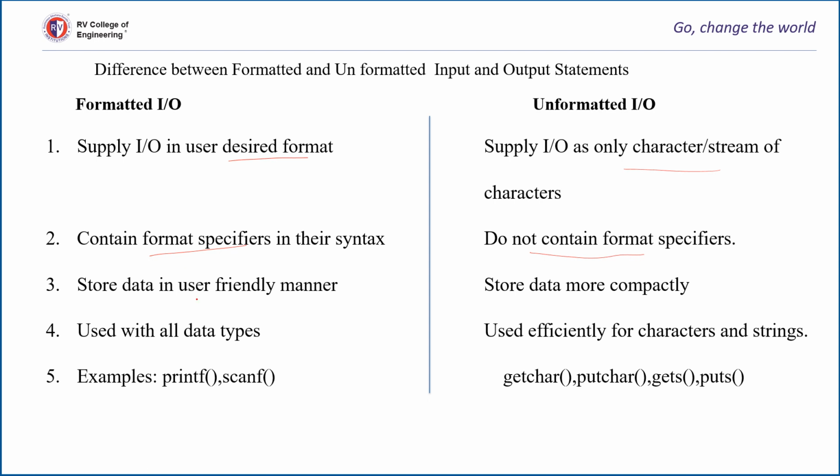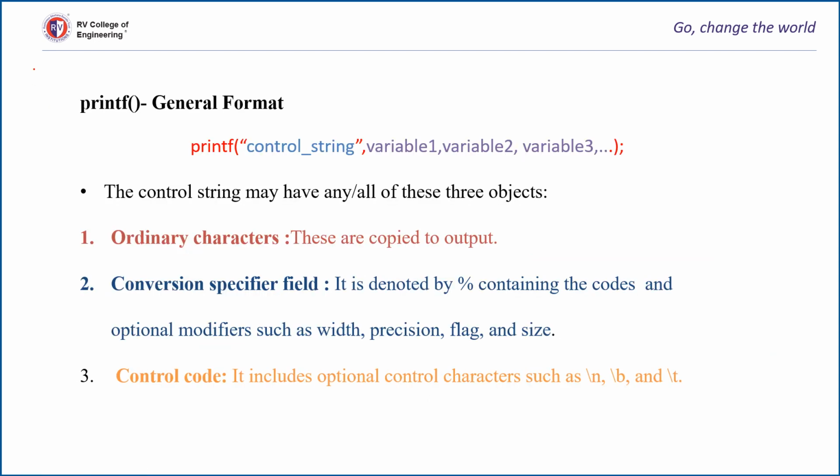Here the data is stored in a user-friendly manner, integers separately, floating points separately, characters separately, and so on. Here the data is stored more compactly, because everything is in terms of characters. It can be used with all data types. It can be used efficiently only with characters and strings. Examples include printf and scanf, getchar, putchar, gets, puts, etc. Now we'll have a look at the non-formatted and formatted functions and the general format.